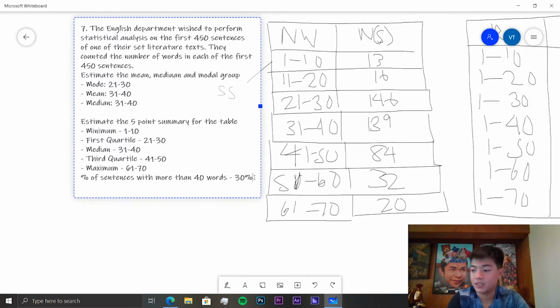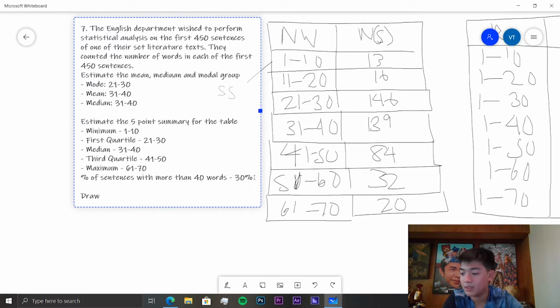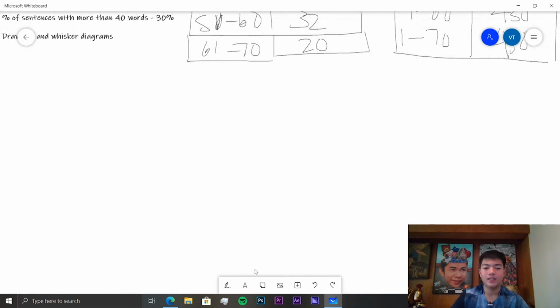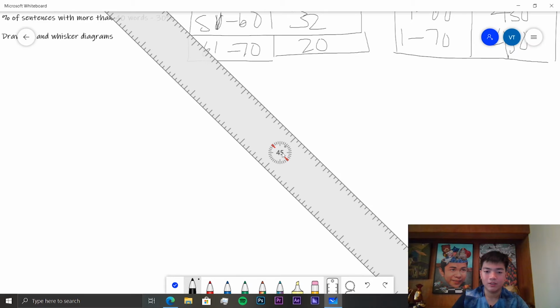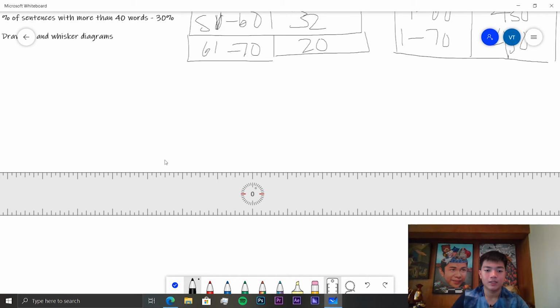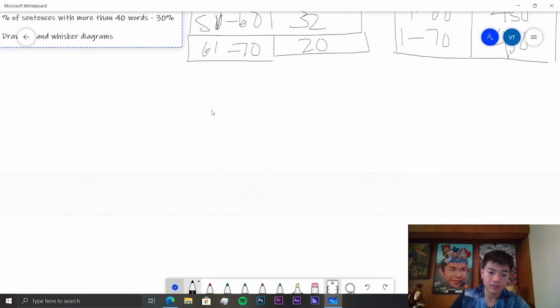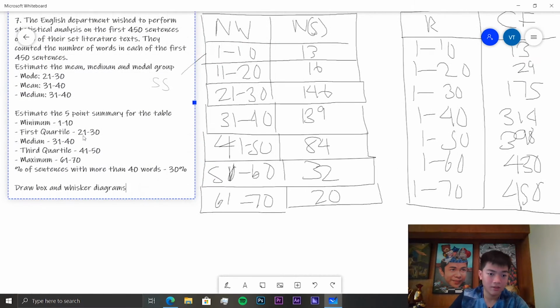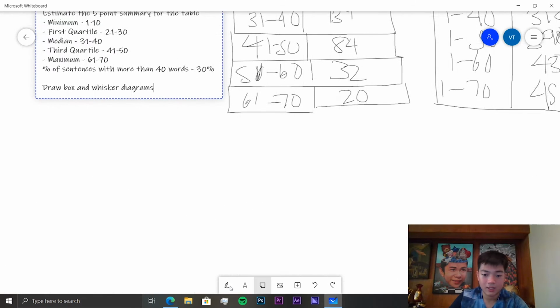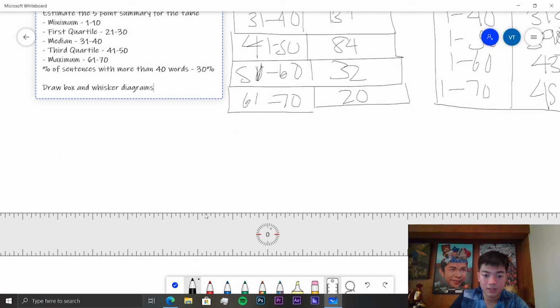Next, this is a very long question. We need to draw box and whisker diagrams. And I'm only going to draw one. It says to draw two, but if you want to draw the other one, you can do so yourself. So we have our first quartile, second quartile, median, and third quartile at those ranges. So we have effectively an even box. And then our whisker extends for 2 more quartiles past the first quartile.